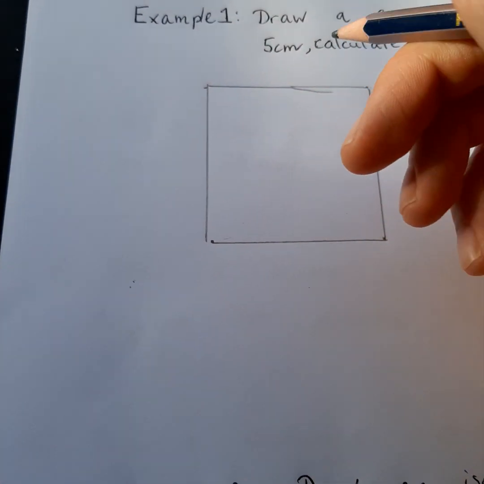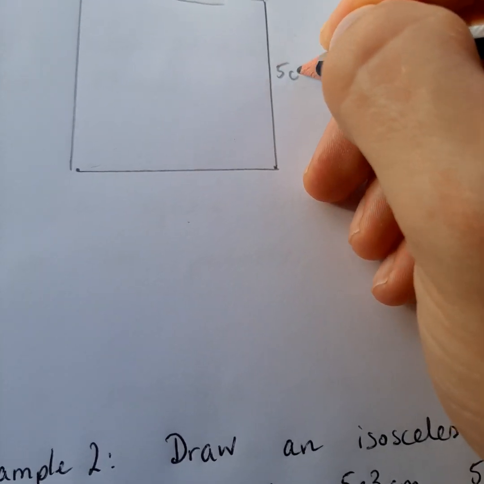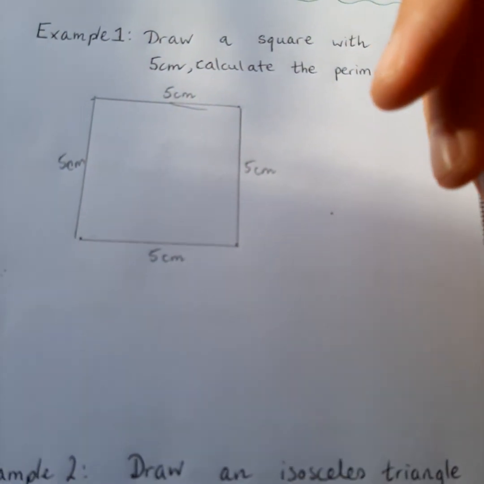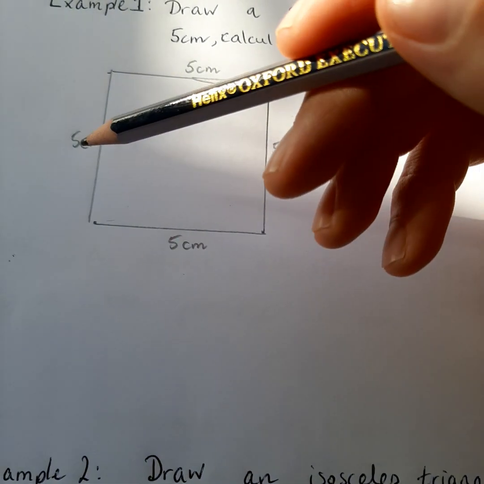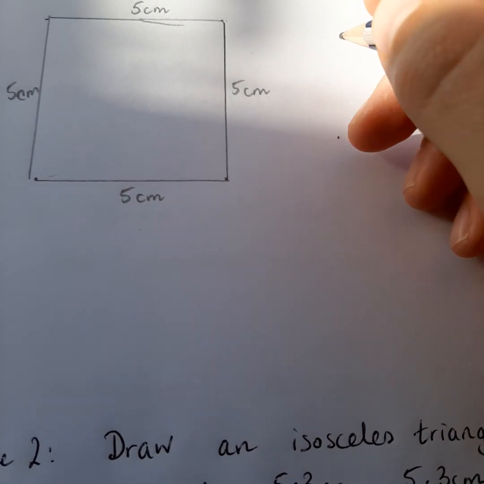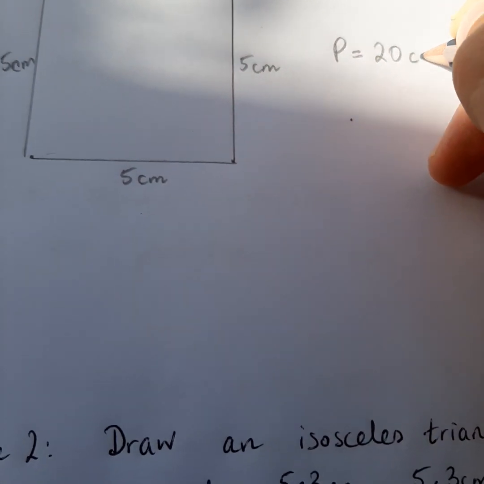Alright, there's my square, and I can label all my sides 5 centimeters, 5 centimeters, 5 centimeters, 5 centimeters. Now let's find our perimeter. 5 plus 5 plus 5 plus 5. Easy to count in 5s. 5, 10, 15, 20 centimeters. So my P equals 20 centimeters.